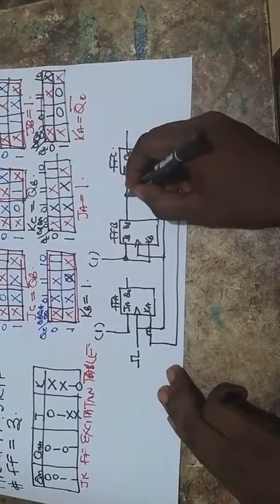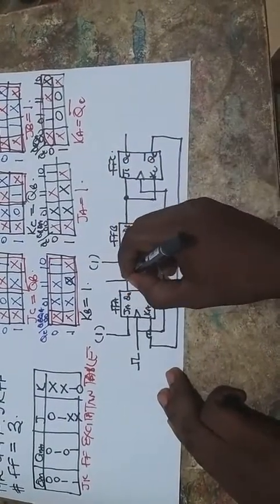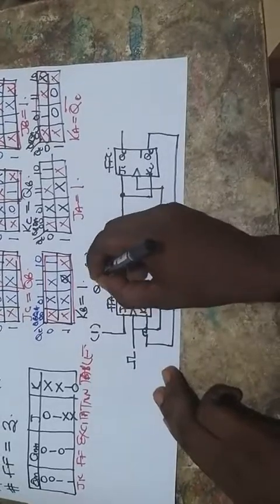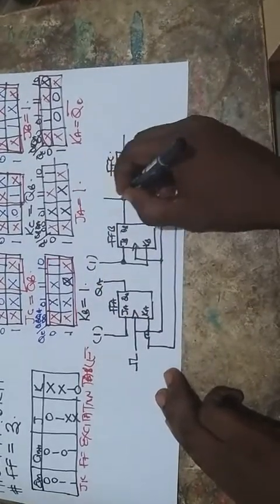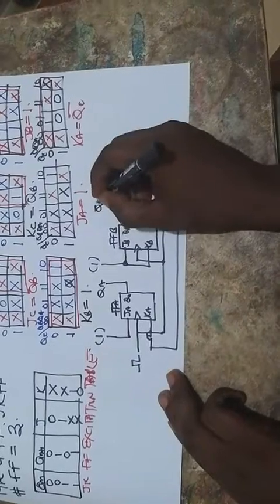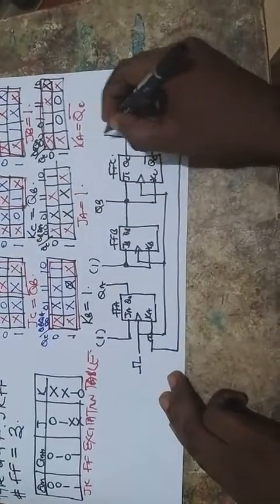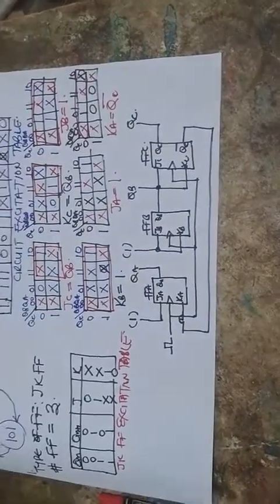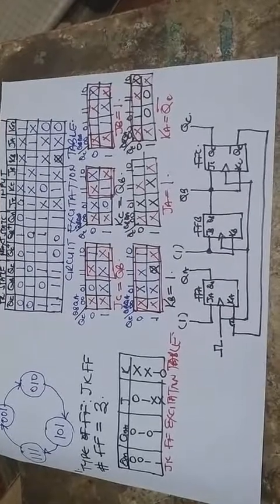Okay, so now I'm left with my output. So this is my QA. So let me tap from here to be QB, and then finally this becomes my QC. Okay, so that is our design for the state diagram we were given. It's a simple design, as you can see, and so that is it. Take your time, go through, and we'll continue. Bye bye.